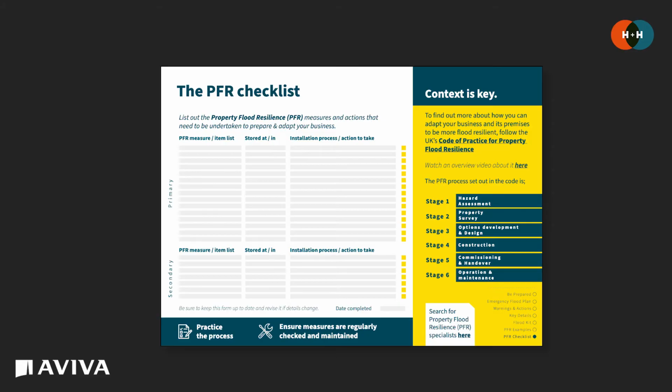When you get that warning, it might be that you need to fit a barrier. That routine should be one that's been practiced, and it's something that's familiar for all of the relevant personnel. Now on page 11 of the flood plan, you'll see that we've created a checklist where you can list the various property flood resilience measures that you've got for the business, and you can add notes as to where they're stored and how they're fitted.